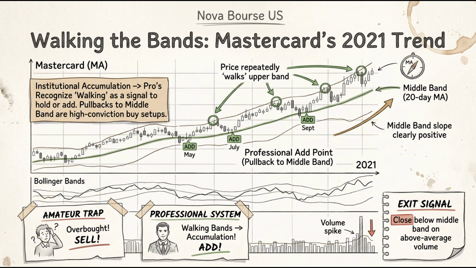MasterCard did this throughout 2021. Amateurs see a touch of the upper band and sell, thinking it is overbought. Professionals recognize this as institutional accumulation. Every pullback to the 20-day middle band becomes a potential add point. You only exit this trade once the price closes below the middle band on above-average volume.